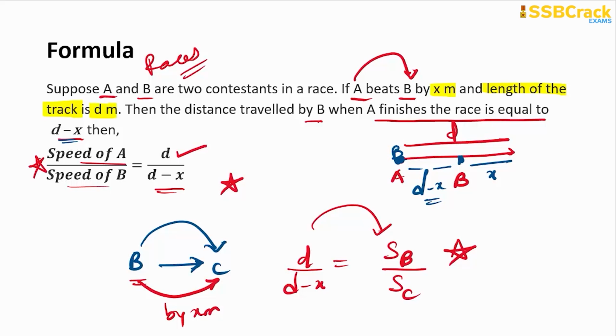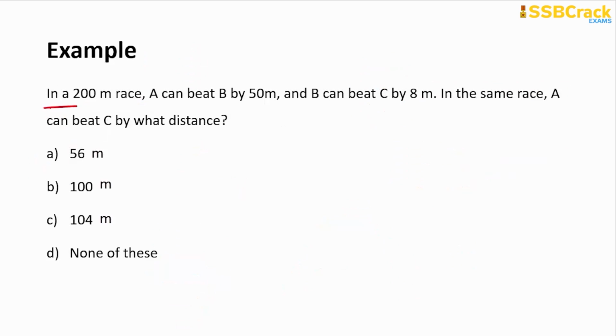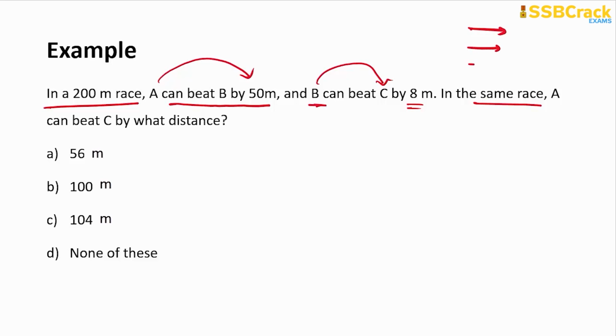Alright, so here is an example to help you understand the application of this formula. In a race of 200 meters, A can beat B by 50 meters, whereas B beats the third person C by 8 meters, and this is happening in the same race. So persons A, B and C are all in the same race, and the length of the race must be fixed, right? Because they are competing with each other. And it is mentioned that person A is beating person B and person B is beating person C.